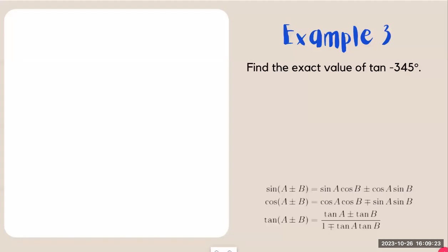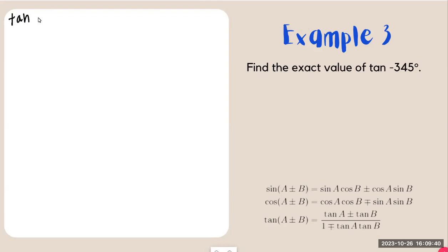All right, you could go ahead and start number 3. It's going to start out the same way as the others. Notice we have a negative angle measure, so we're going to start by adding 360 degrees, and we get 15. So we're looking for the tangent of 15 degrees.